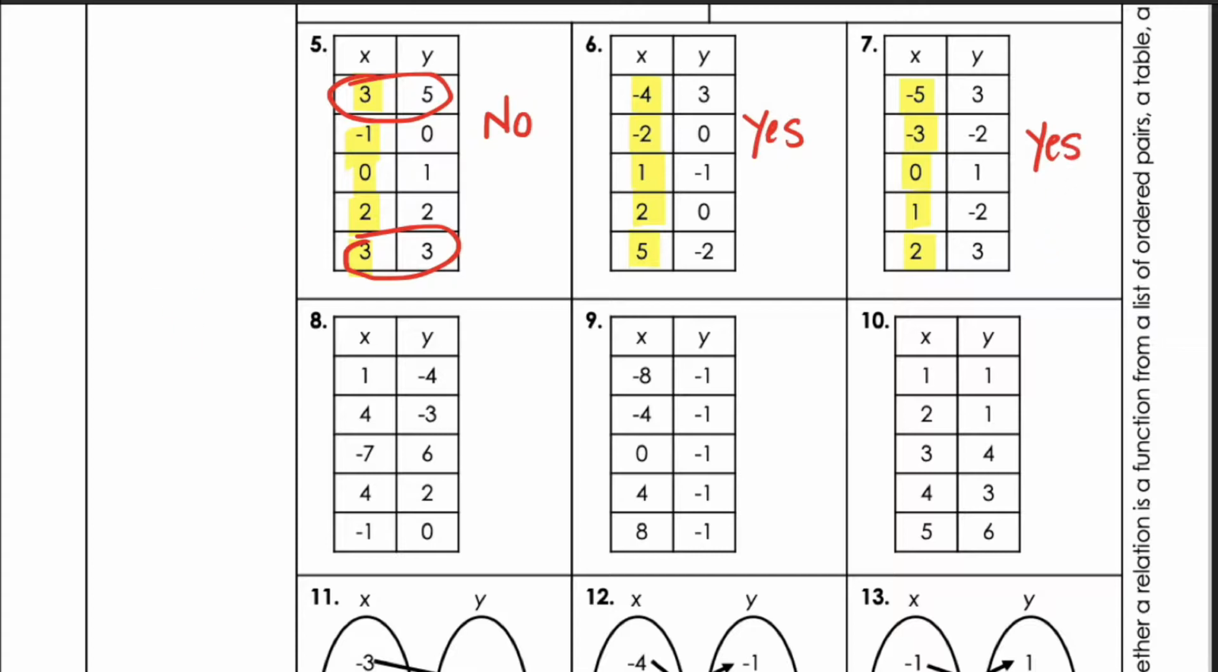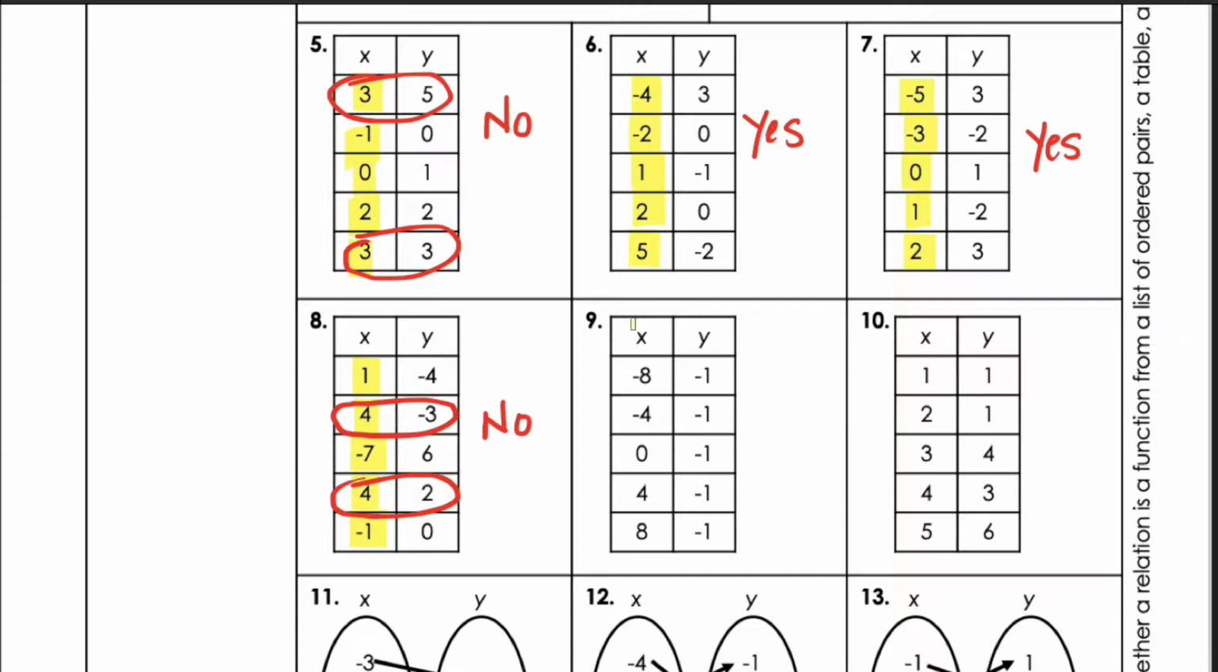Okay. Example 8, looking at my x values again, we have +1, +4, -7, +4, and -1. Okay. Do any of the x values repeat? And the answer is yes. 4 is hooking up with -3, but 4 is also hooking up with +2. Okay, this is a no-no, so we would say that the answer would be no, this is not a function.